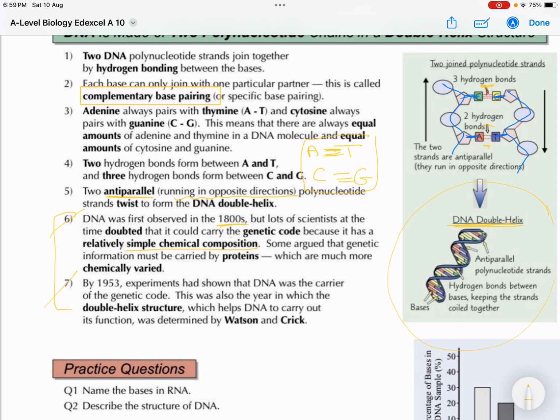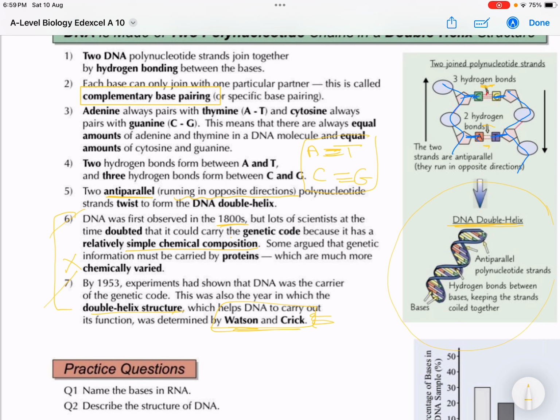Of course, this is not a correct statement. In 1953, experiments showed that DNA was the carrier of the genetic code. This was the year in which the double helix structure came into existence, which helps DNA carry out its function. That was determined by Watson and Crick, the two scientists who came up with the double helix structure, which is the model that has been proven up till now. It's the true model of the DNA.